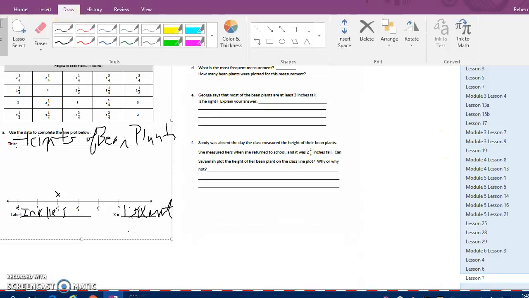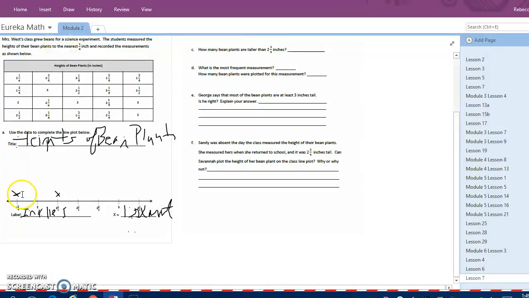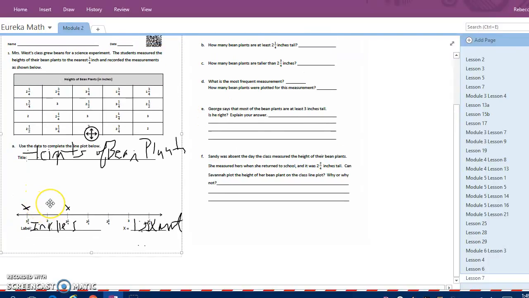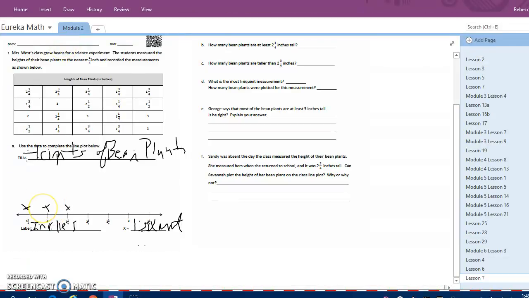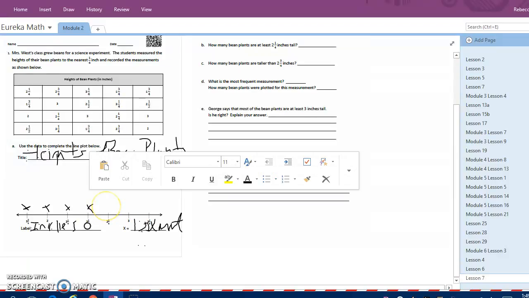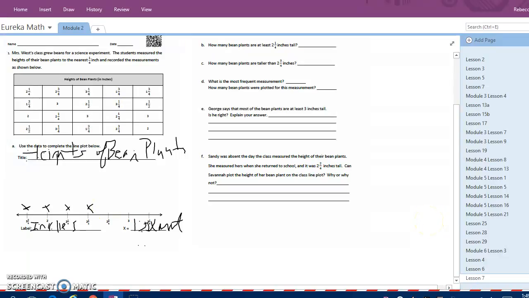Okay. And I want to try to make it the same height of an X as the one I've already done. Then I've got 2 inches. Then I've got 2 1/2 inches, which is over here. I'm going to go to my next column. 2 3/4 inches, right here. Okay, so what I'm going to do is pause the recording and fill in my line plot, and you fill in yours, continuing the same way, and then we'll compare them at the end.